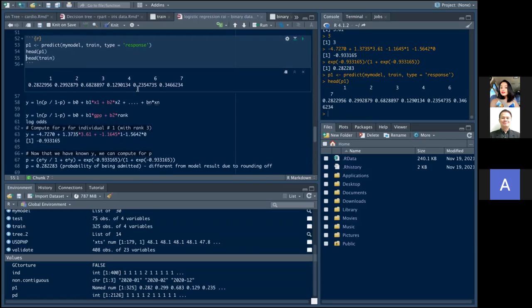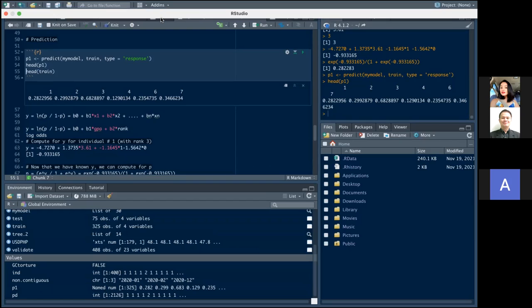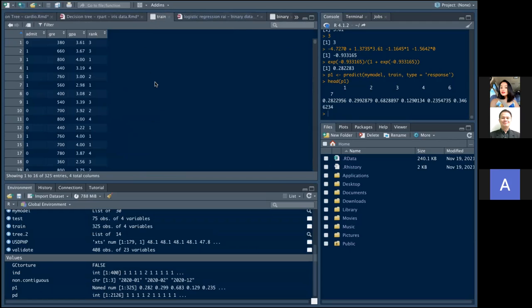Sir, sorry, quick question. Yes, sure. Based on our prediction, for student number 2, we have 0.299, so meaning the student should not be admitted, right? Yes. You go to train. Now, what happened was the student was admitted, right? Yes, sir. So that means our prediction was wrong. I see. Okay.